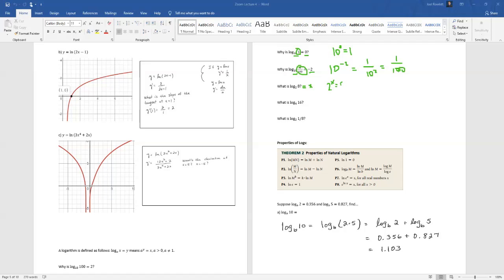Well, 2 to the power of 1 is 2, and 2 to the power of 2 is 4, and 2 to the power of 3 is 8, right? Because 2 times 2 times 2 is equal to 8. So log base 2 of 8 is actually equal to 3.